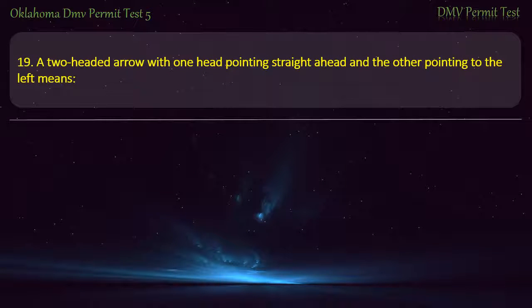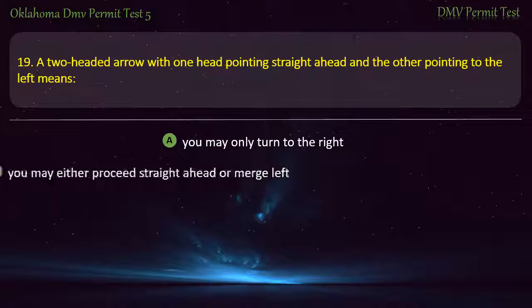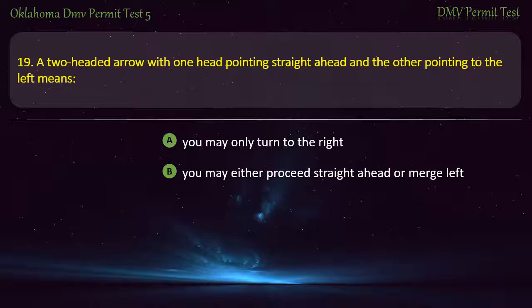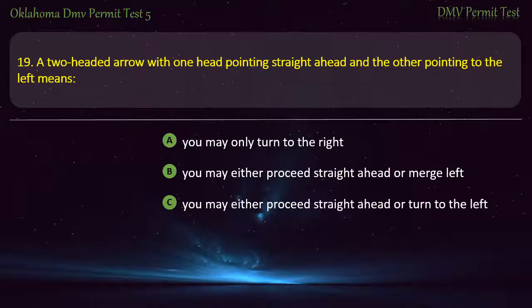Question 19. A two-headed arrow with one head pointing straight ahead and the other pointing to the left means you may only turn to the right; you may either proceed straight ahead or merge left; you may either proceed straight ahead or turn to the left; you may only turn to the left. Answer. You may either proceed straight ahead or turn to the left.